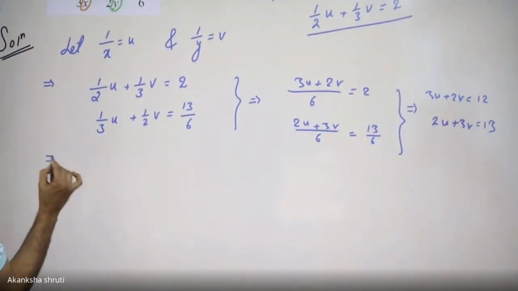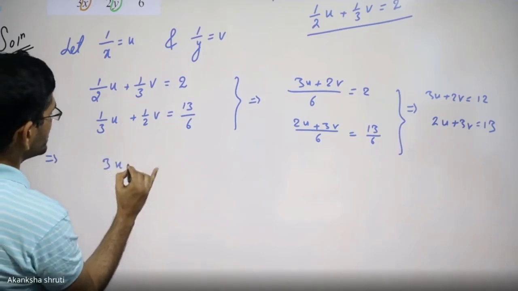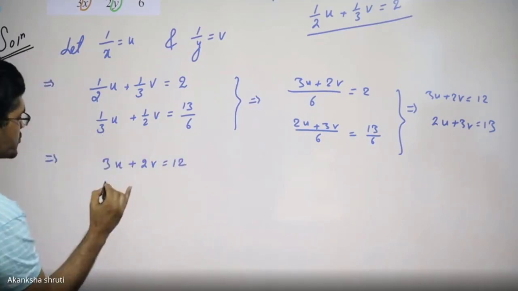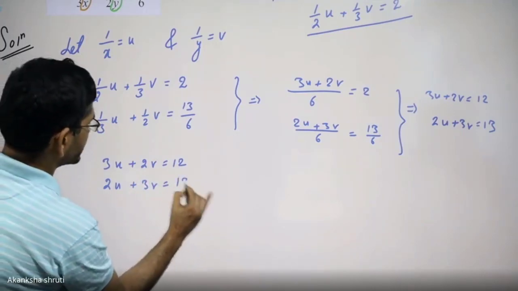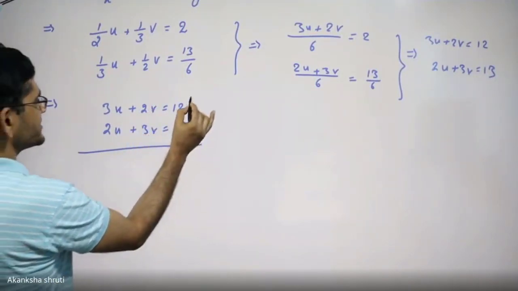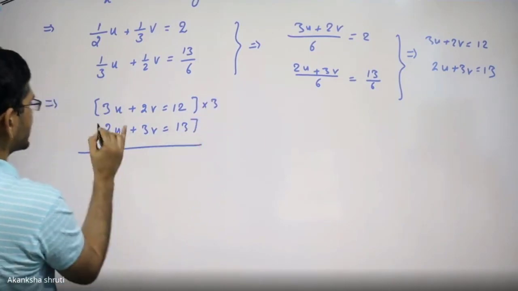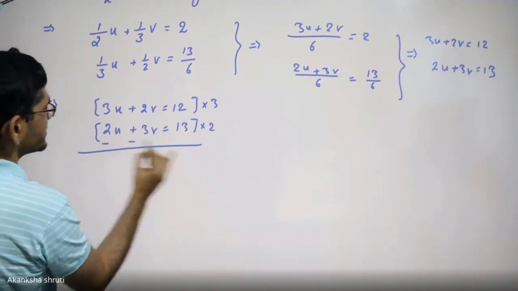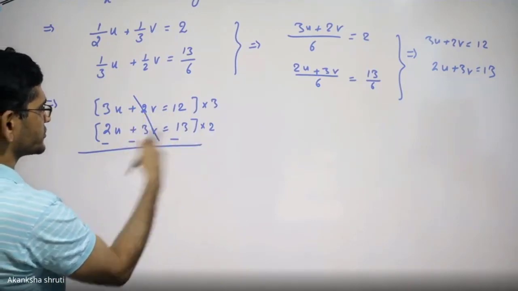So therefore this can be written directly as 3u plus 2v is equal to 12, and 2u plus 3v is equal to 13. Find the value of u and v. Let us cancel the v first. For that, the first equation shall be multiplied by 3, and the second equation shall be multiplied by 2. Go for subtracting. This is cancelled because 3 2s are 6. Here also 2 3s are 6.